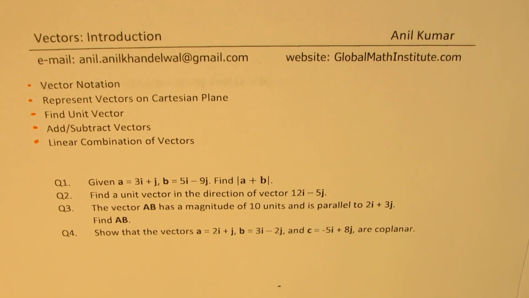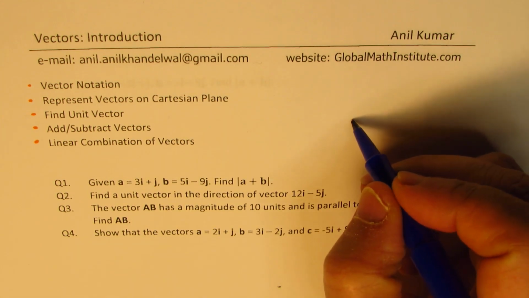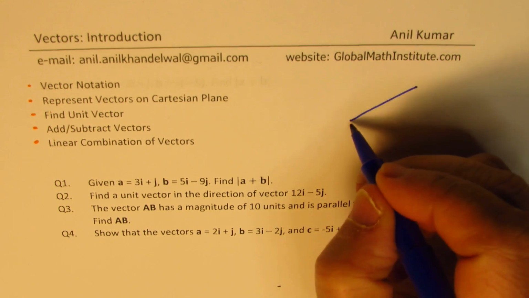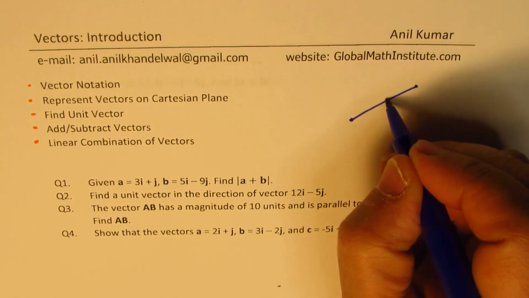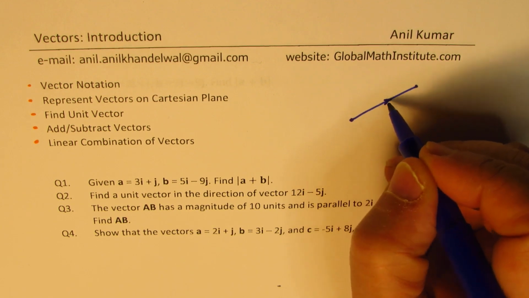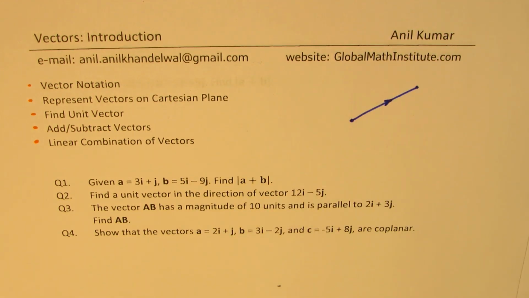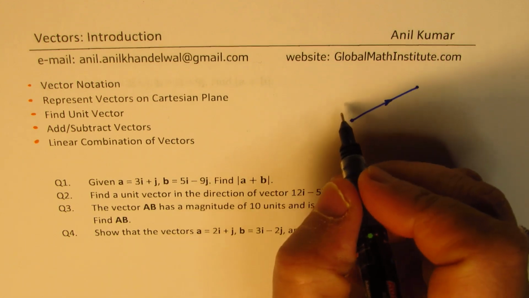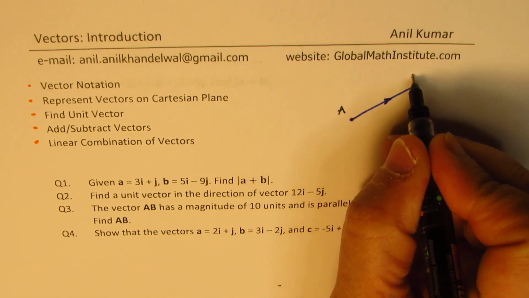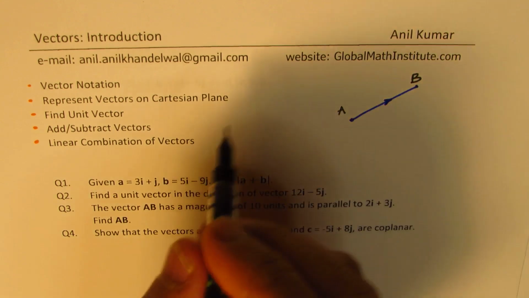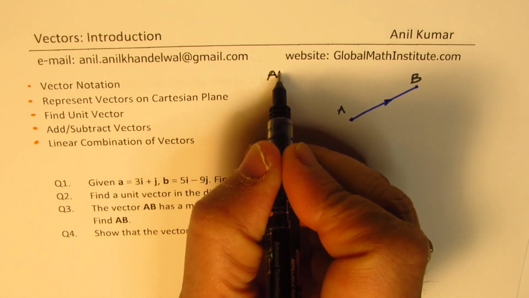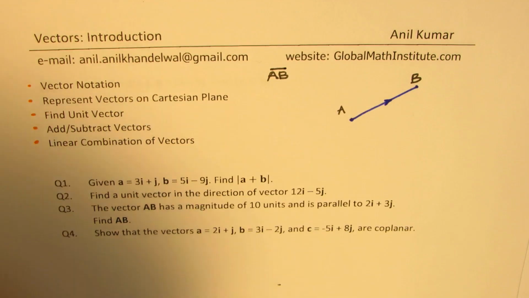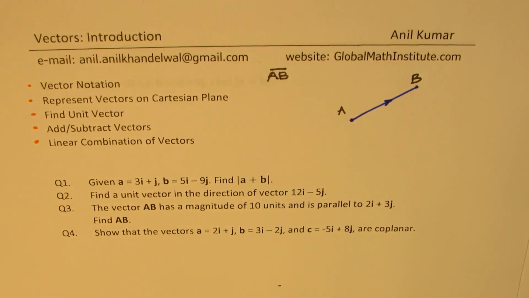Now to begin with, vector notation, we represent vectors in many different ways. One definitely is the arrow diagram. So we could represent vector like this, correct? So from point A to B, with an arrow like this, right? So arrow pointing the direction and the length gives us the magnitude. So if this is the point A and that is point B, then we can represent this as our vector AB. Right, so that gives you the vector notation.